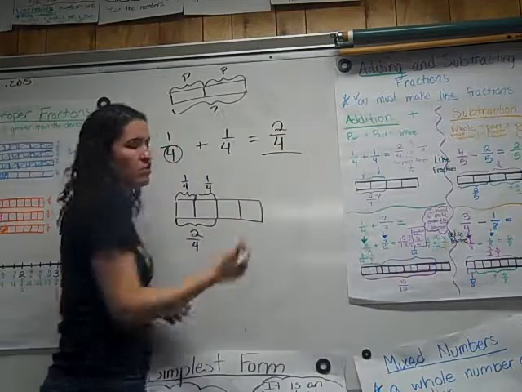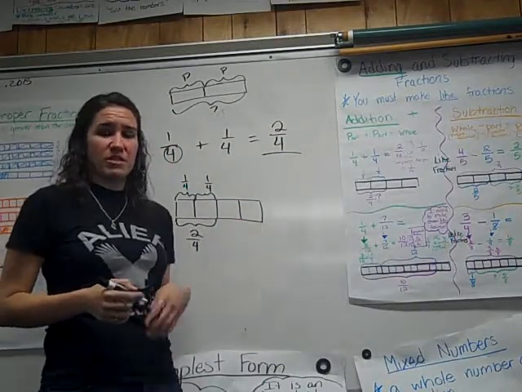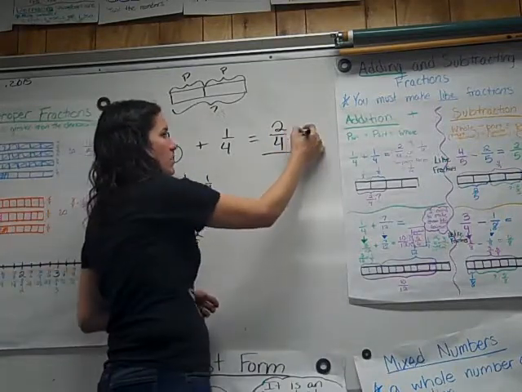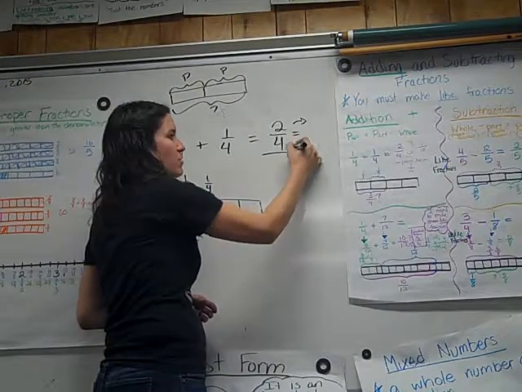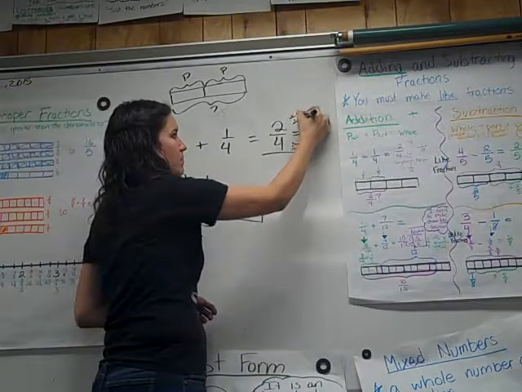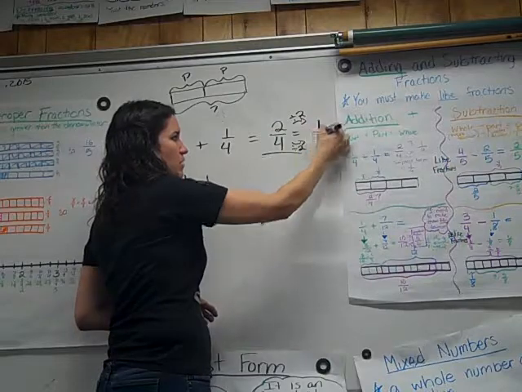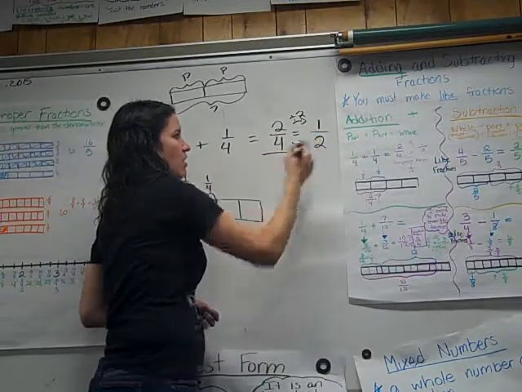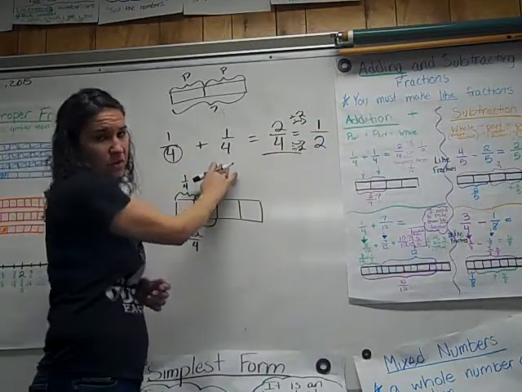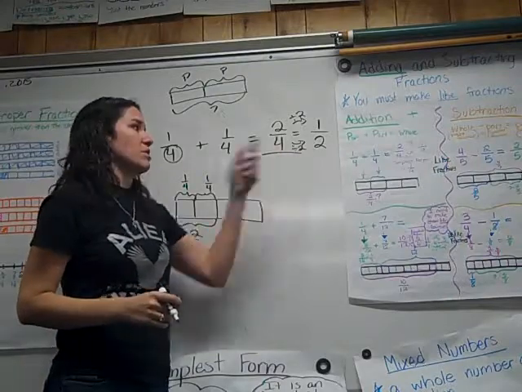In some cases, the directions will ask the answers to be in simplest form. So to simplify, we know that the common factor between these is 2. So 2 divided by 2 is 1, and 4 divided by 2 is 2. So 1/4 plus 1/4 equals 2/4, which is the same as 1/2.